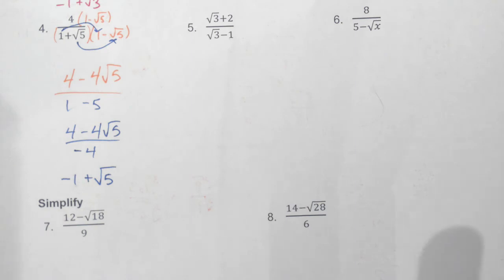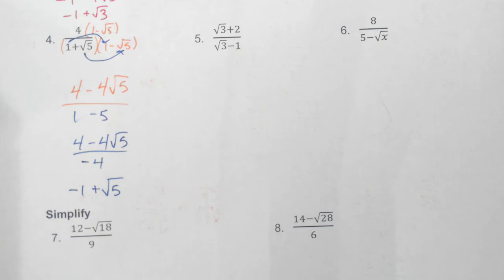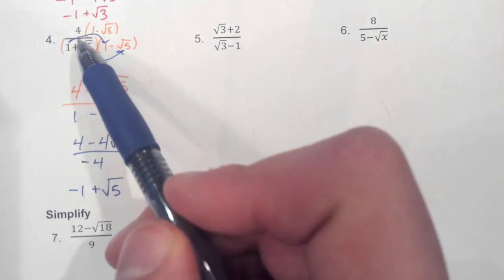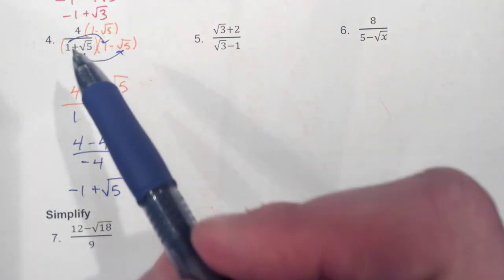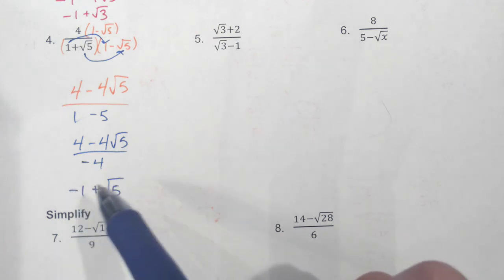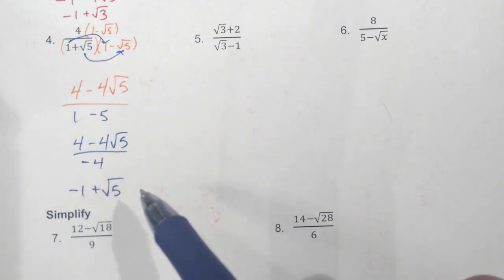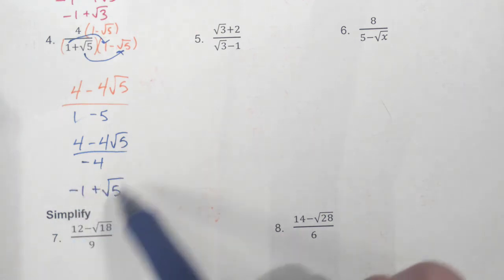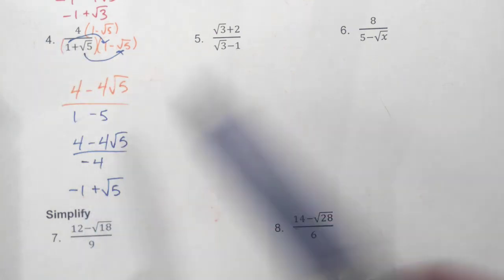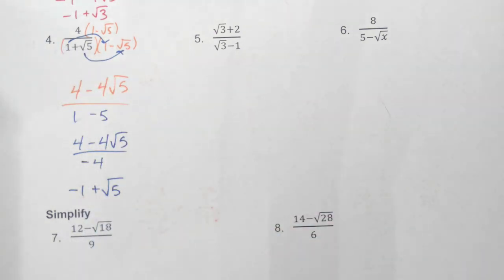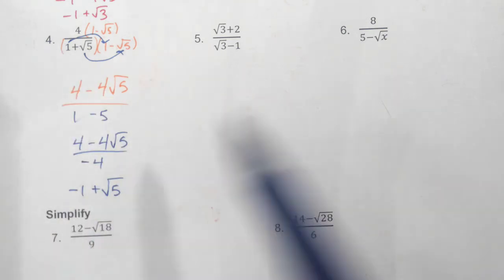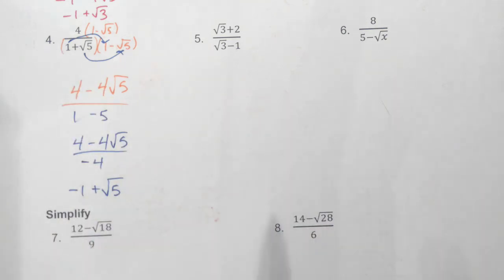So that turns into negative 1 plus the square root of 5, which is really kind of interesting to think about. 4 divided by 1 plus the square root of 5 is equal to negative 1 plus the square root of 5. Those are equivalent, which is just kind of weird. And you could type that into a calculator and see that they are equivalent if you wanted to.